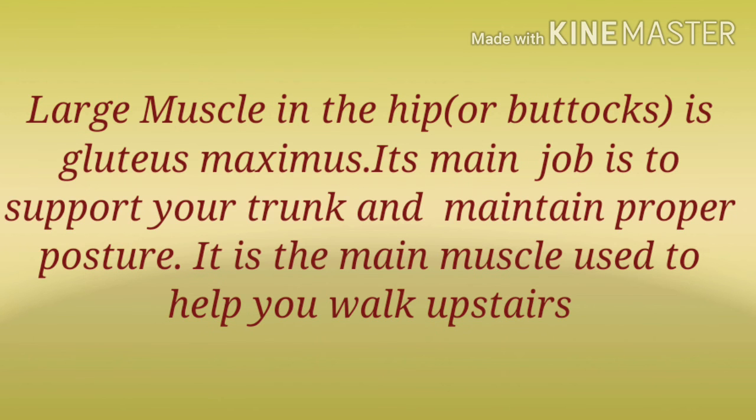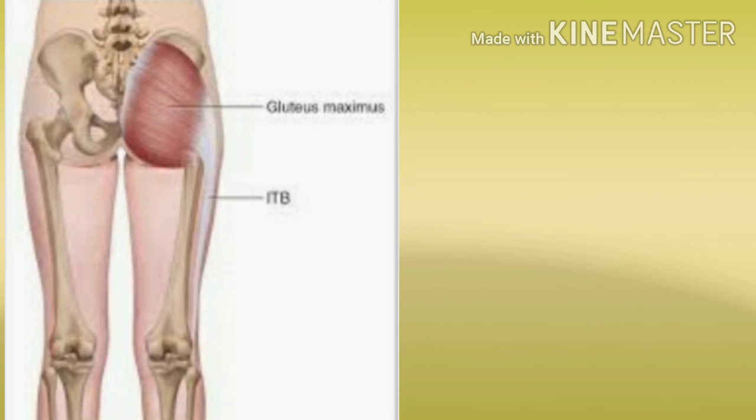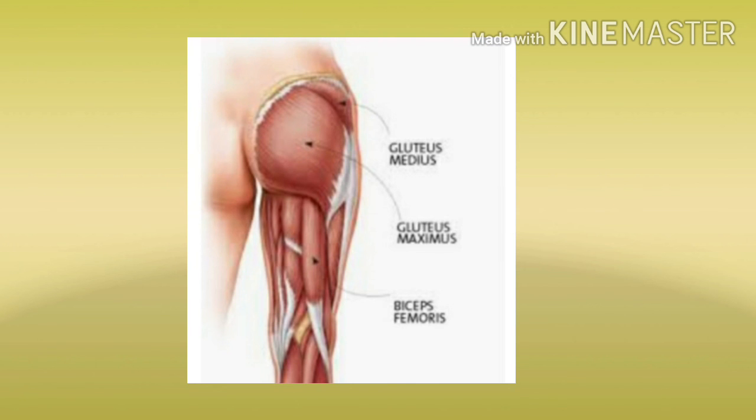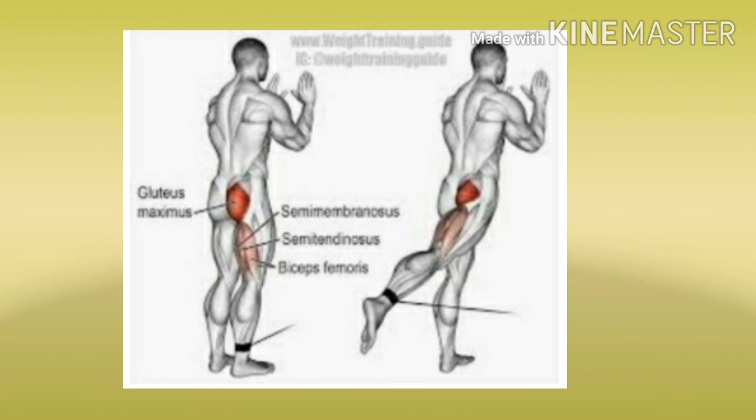You must know, children, that the largest muscle in our body, which is found in the hip or the buttock region, is gluteus maximus. Its main function is to support your trunk and maintain proper posture. The gluteus maximus is the main muscle used to help you walk upstairs.